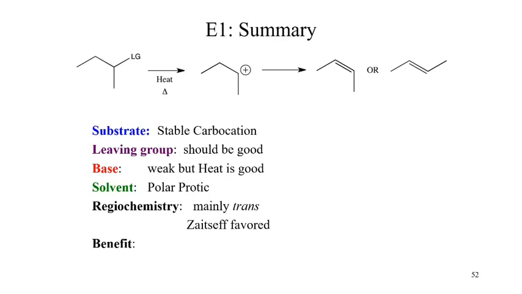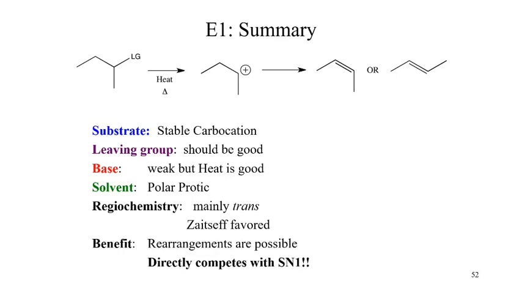We didn't address this concept of Zaitsev. We'll see that later on. And then where we have benefits are really complications. These aren't benefits. These are actually bad things. We formed a carbocation, so rearrangements are possible. And the big one, it directly competes with an SN1 mechanism. So we have to be aware of that and watch out for that when we're looking at the reaction.